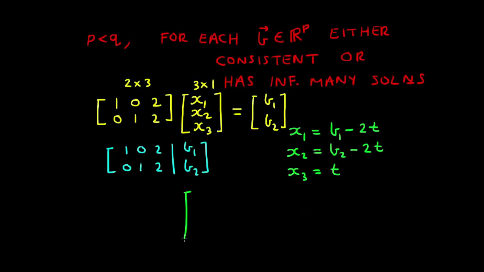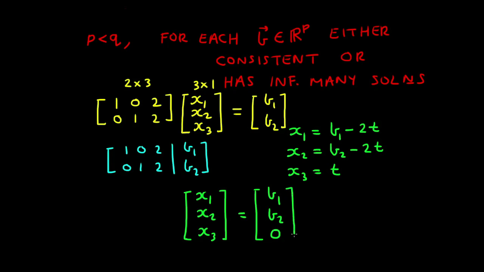So now we can write our solution in matrix form. So we have our solution vector. So we have x1 is b1, x2 is b2, and x3 is 0. And then we take our parameter, which has components of -2, -2, and 1. So here there's no restriction on our vector components, and the parameter t is any real number. So for each vector b, the linear system has infinitely many solutions.